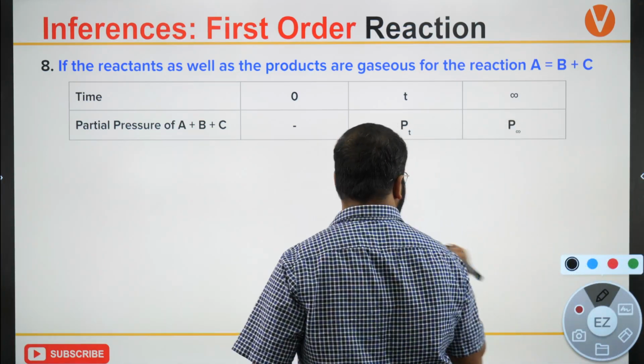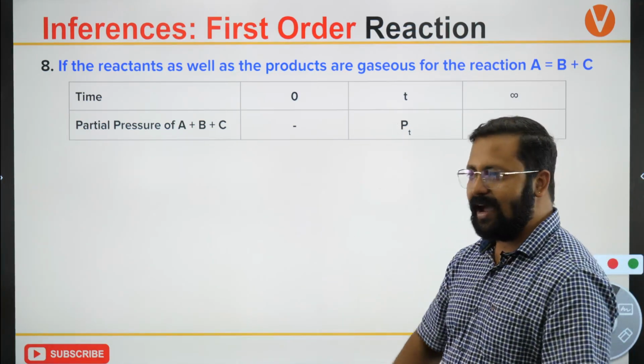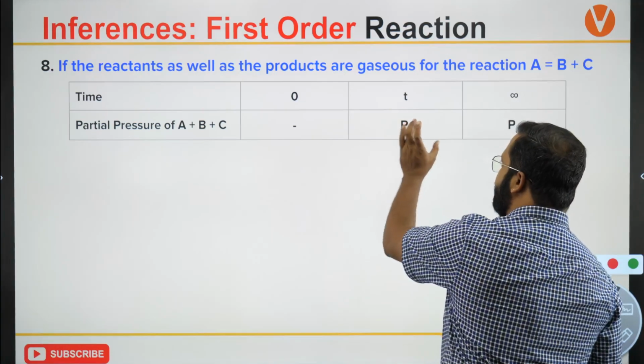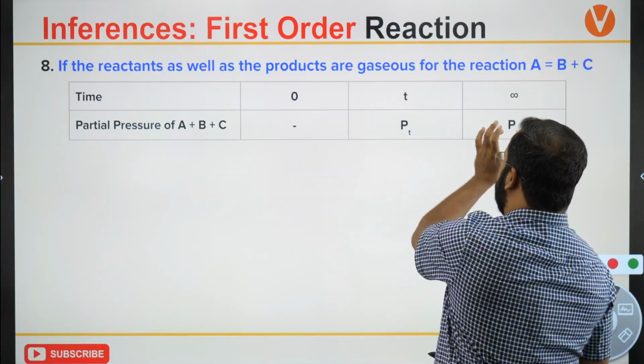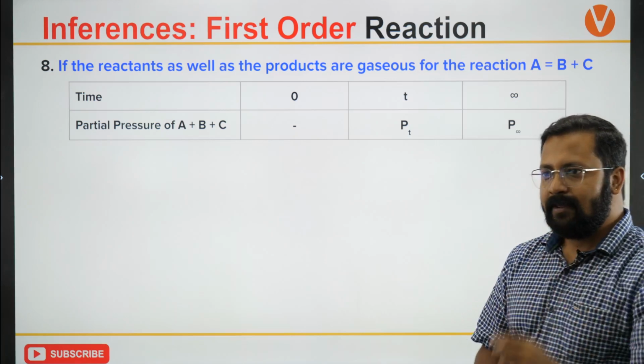बहुत simple सा है. हमको करना क्या है? I just have to form an equation. I have to understand that what does this PT refer to? What does this P infinity refer to? Okay?